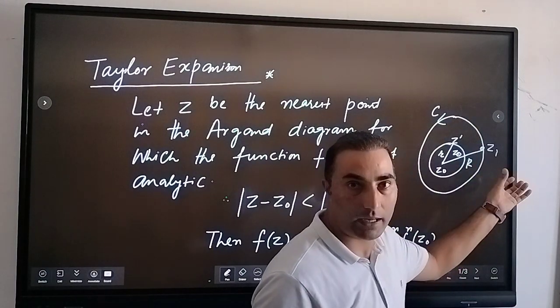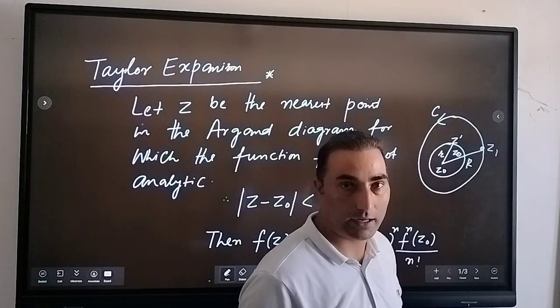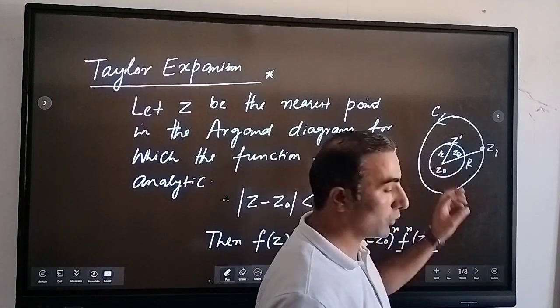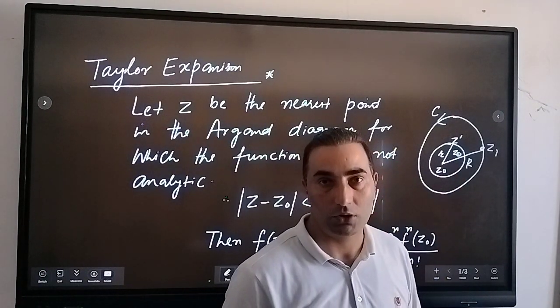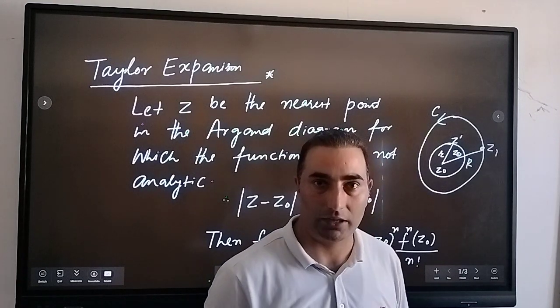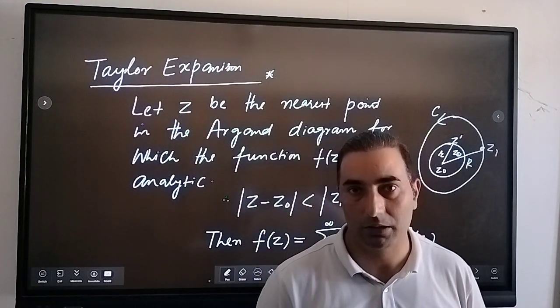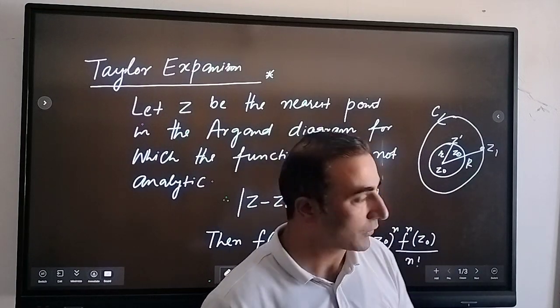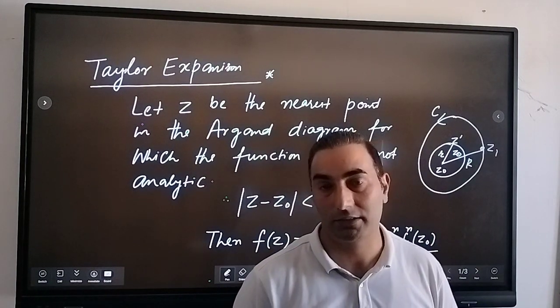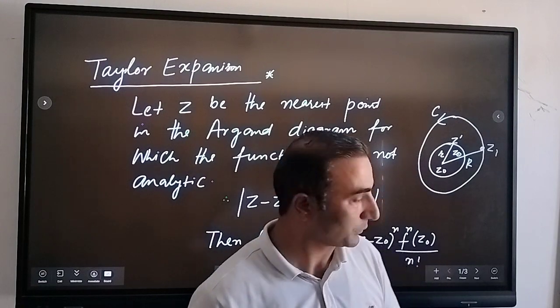And we have some point on that closed loop, that is Z1, right? And we choose some point Z0. We suppose that the function is not analytic there. There may be more than one point where the function cannot be analytic, right? So this is one of the points where we say that the function is not analytic.